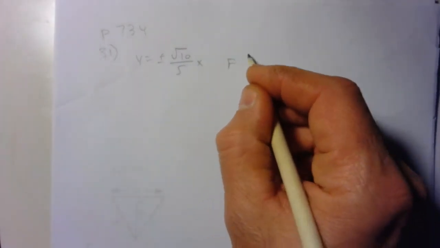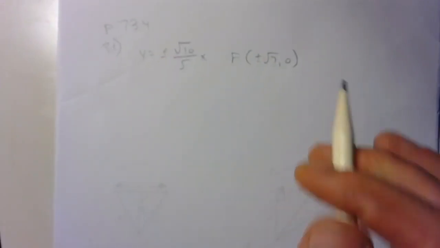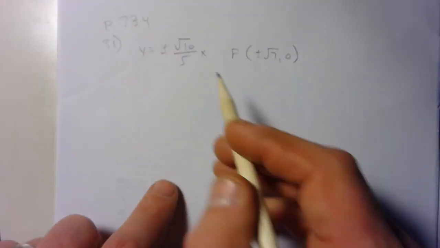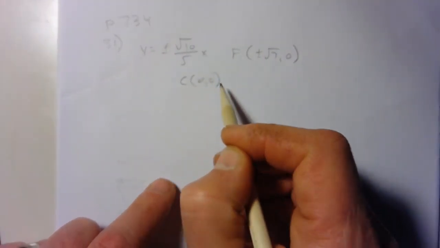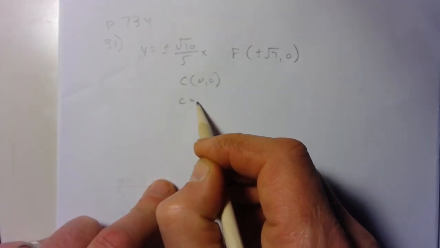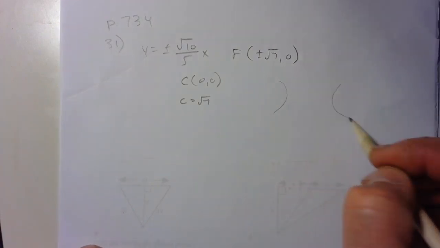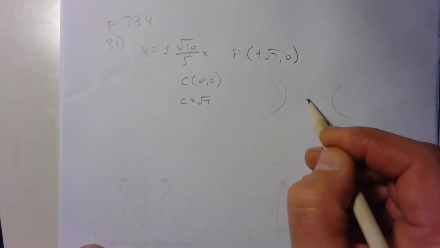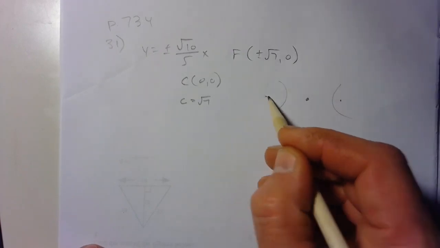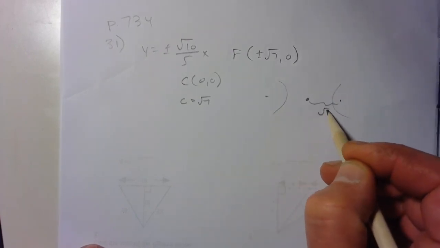And the foci are plus or minus root 7 over 0. Okay, so what do we know here? So we know that the center is at 0, 0. We know that C is root 7. Okay, and we know that it's going to be opening like this. So that tells me that this is going to be root 7.